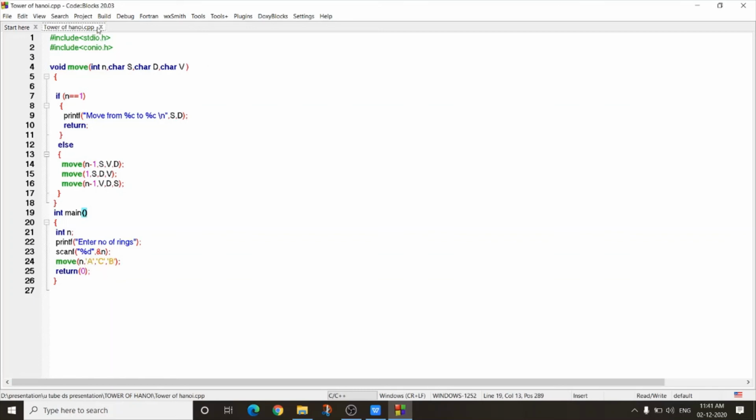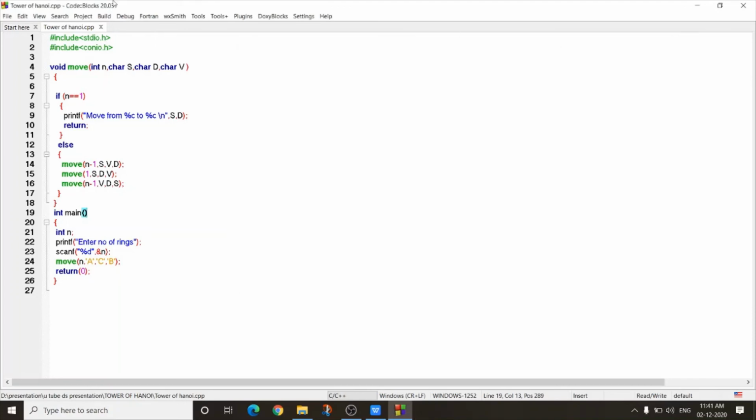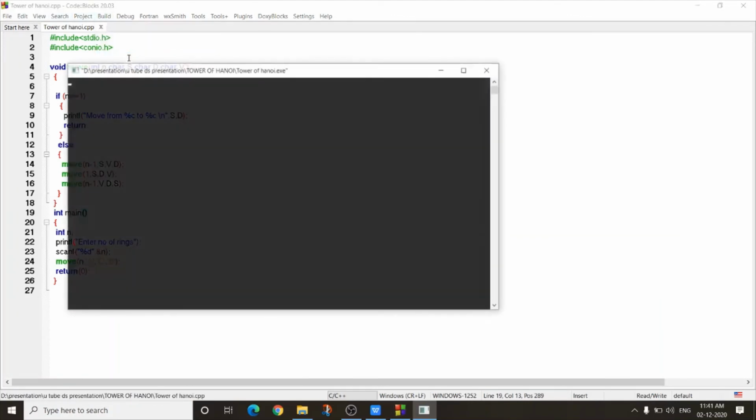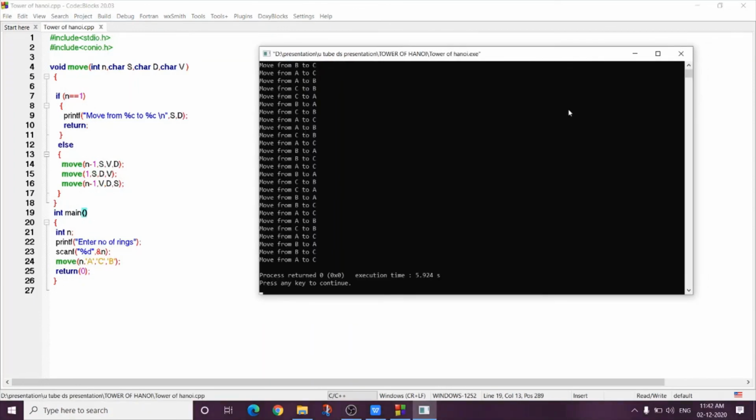Now when I run the program, enter total number of rings, so it is 3. So our required moves are this. Again I run this program with another input. Enter total number of rings. Say it is 5. So our required moves are this.